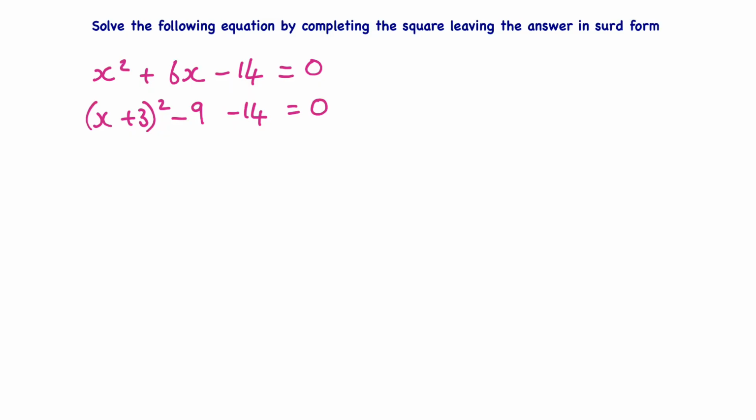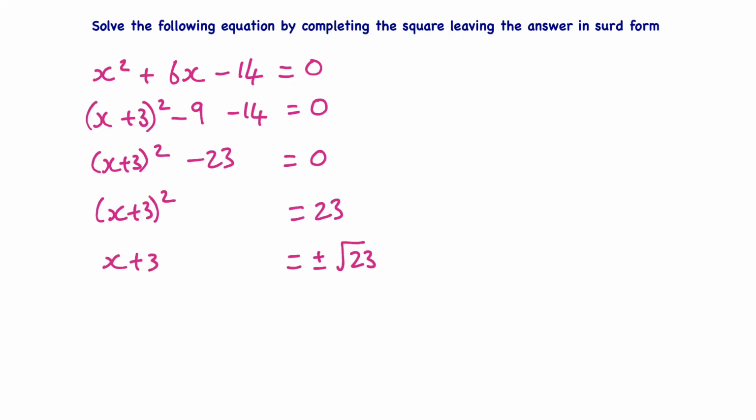Then we tidy that up. And then once we have completed the square, we have to solve it by getting the x by itself. So the first thing we do is we add 23 to both sides to get rid of the minus 23. We then do the square root of both sides. Then the final step is we subtract 3 off both sides.